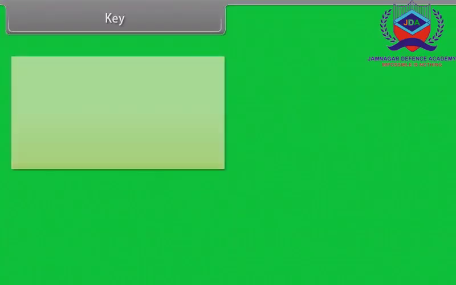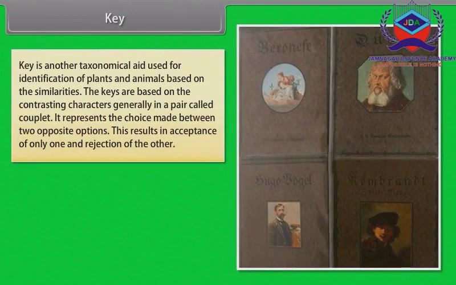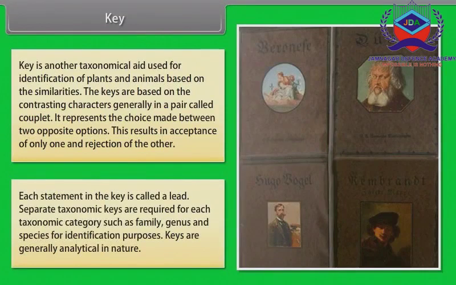Key: a key is another taxonomical aid used for identification of plants and animals based on the similarities. The keys are based on the contrasting characters, generally in pair called a couplet. It represents the choice made between two opposite options. This results in acceptance of only one and rejection of the other. Each statement in the key is called a lead. Separate taxonomic keys are required for each taxonomic category, such as family, genus, and species, for identification purposes. Keys are generally analytical in nature.